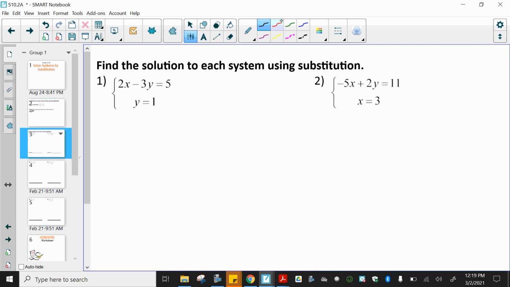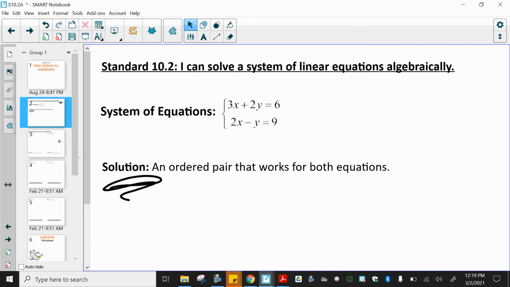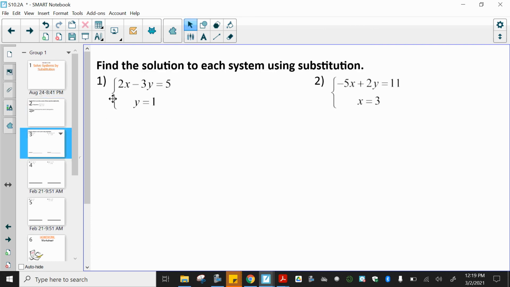All right. So here's what we're going to do. We're going to take our system of equations. So we have 2x minus 3y equals 5, and y equals 1. We just gotta start simple. We're gonna plug in y equals 1 where y is to find x, and then y is already here.